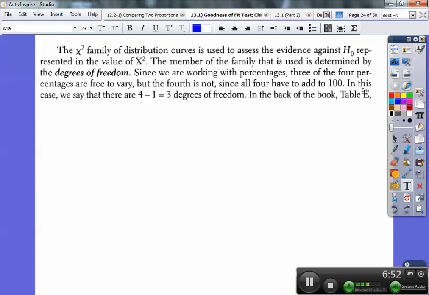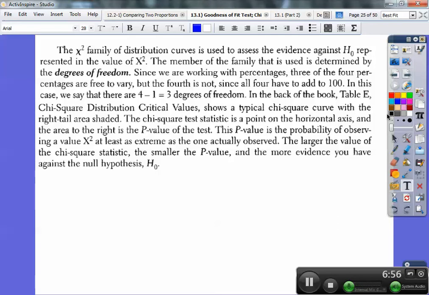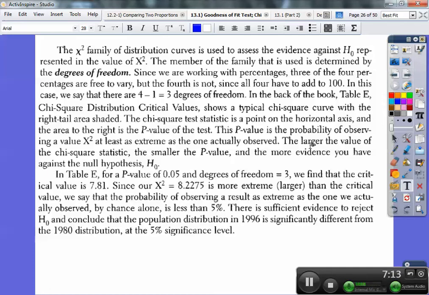Okay, so let's turn to the back of the book and look for Table E. I think everybody has Table E. The chi-squared distribution table gives you the critical values, and it shows the typical chi-squared curve with the right-tailed area. The chi-squared test statistic is plotted on the horizontal axis. In Table E, we're looking for a p-value of 5% and degrees of freedom of 3, so we find that the critical value is 7.81.